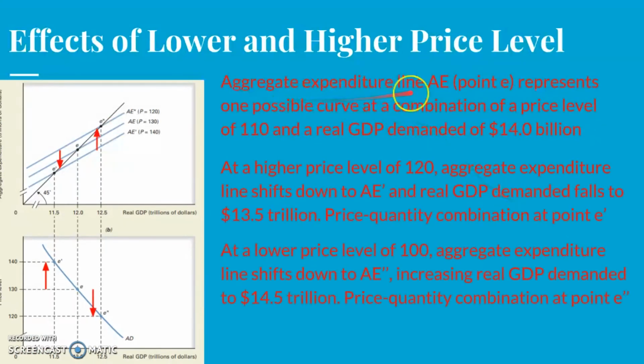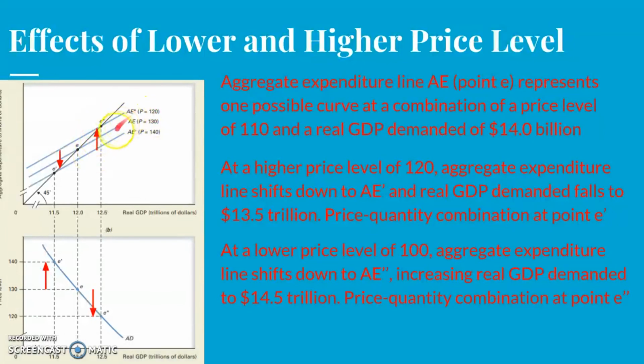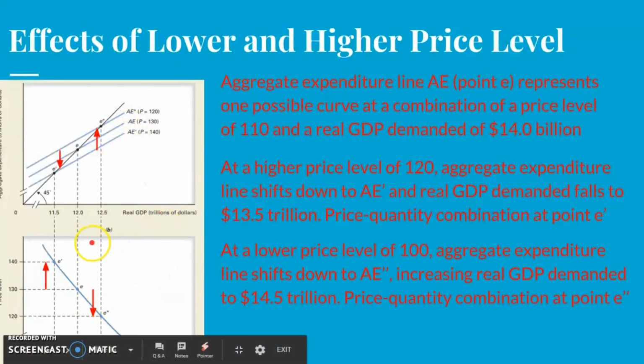Aggregate expenditure line AE, at point E, represents one possible curve at a combination of a price level of 110 and a real GDP demanded of 14 trillion. At a higher price level of 120, the aggregate expenditure line shifts down to AE prime, and real GDP demanded falls to 13.5 trillion. The price quantity combination is at point E prime. At a lower price level of 100, the aggregate expenditure line shifts up to AE double prime, increasing real GDP demanded to 14.5 trillion. The price quantity combination is at point E double prime. Connecting points E, E prime, and E double prime yields the downward sloping aggregate demand curve, AD.